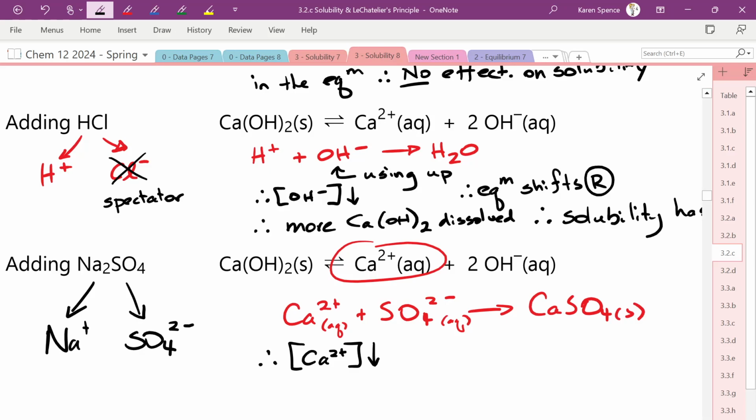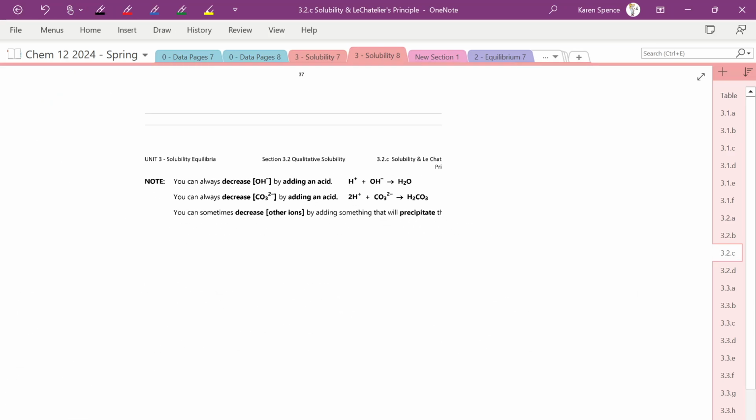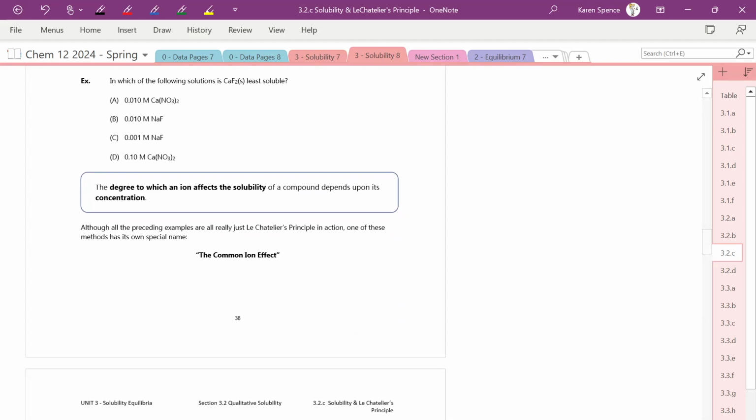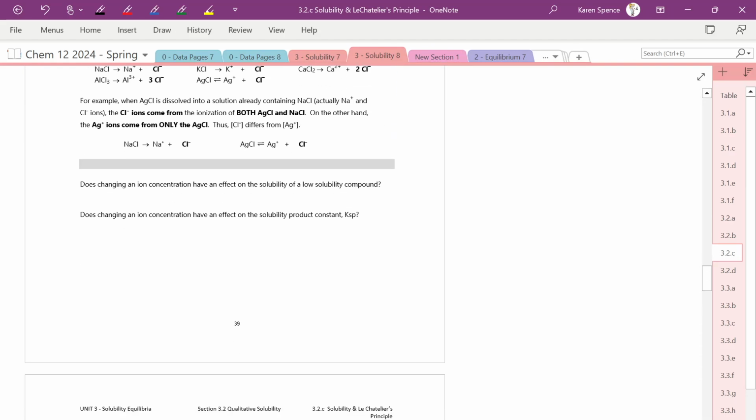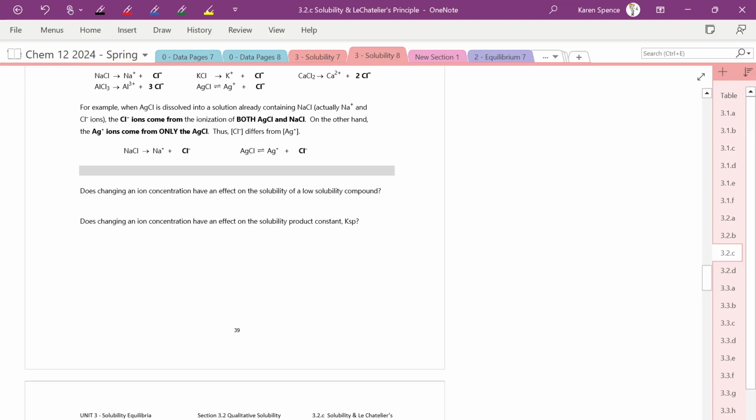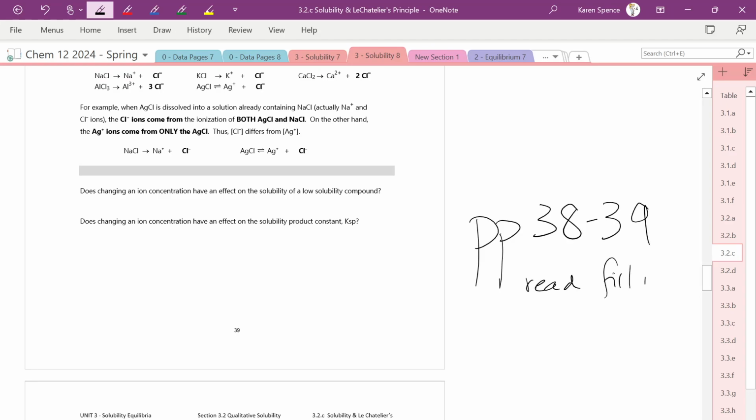Homework will be posted on Teams. It's going to be pages 38 and 39. Read them and fill them in. And then also do 3.2b. Pages 38 to 39. Read and fill in and do 3.2b exercises.